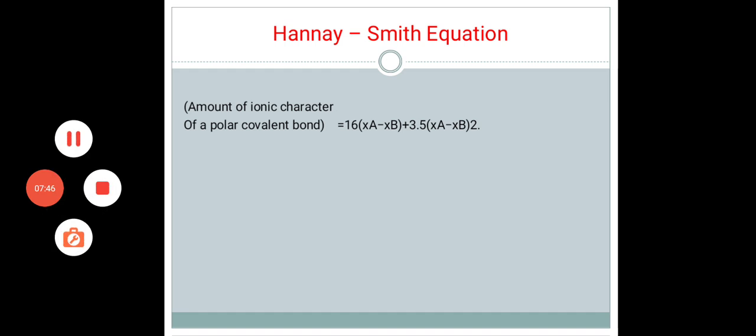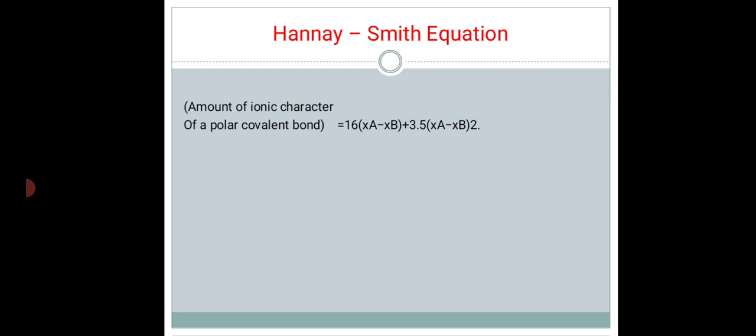Now the next point is the Hannay-Smith equation. The equation is that the amount of ionic character of a polar covalent bond is equal to 16(xa - xb) + 3.5(xa - xb)^2. This is the Hannay-Smith equation. This is a 1 mark question.